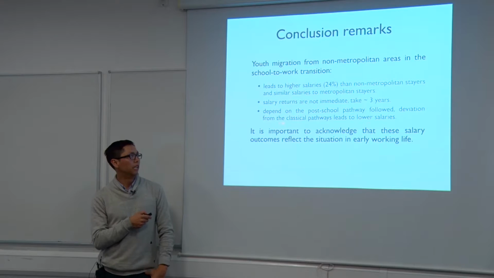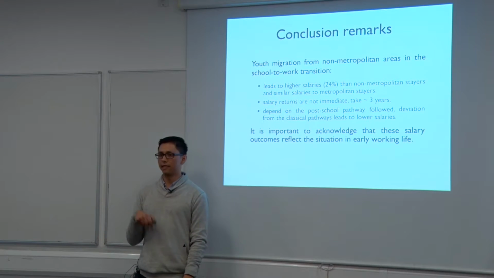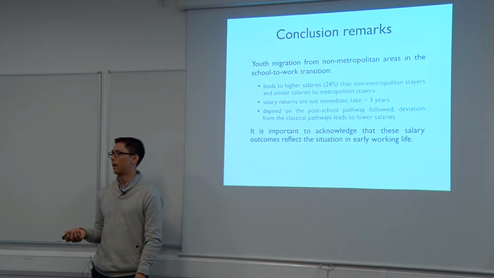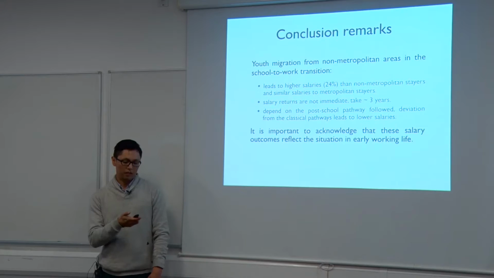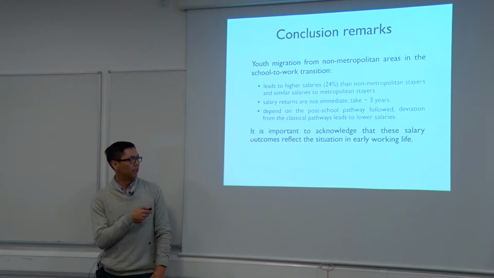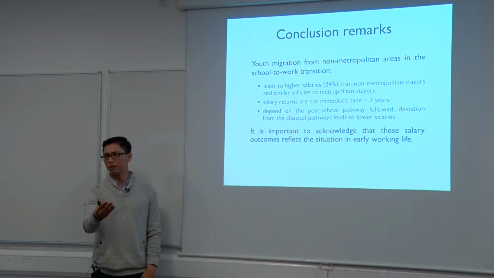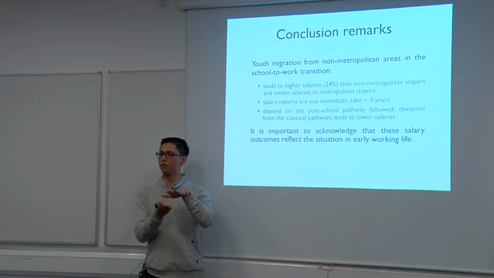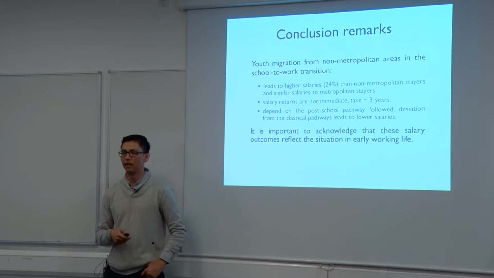And then we also see that people that deviate from a classical pathway tend to earn lower salaries, particularly, as I said, if they transition through an unstable or an extended education pathway. Just one remark here: it's important to acknowledge that we are looking at salaries at the age of 25, so we could expect differences to converge if we look further into their lives.